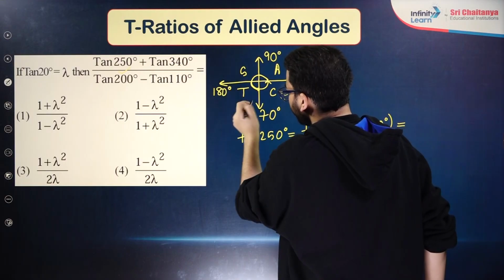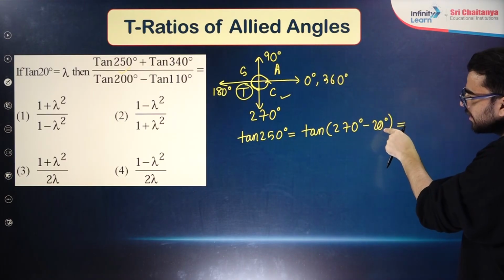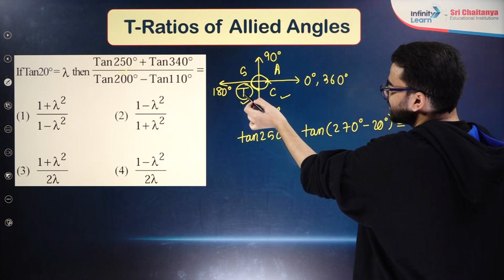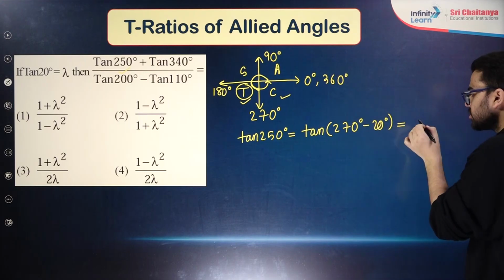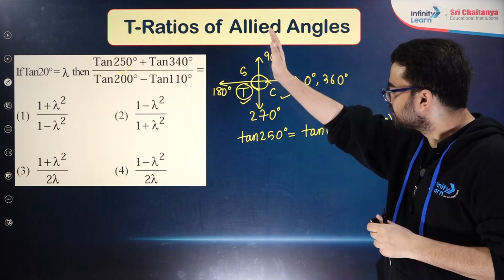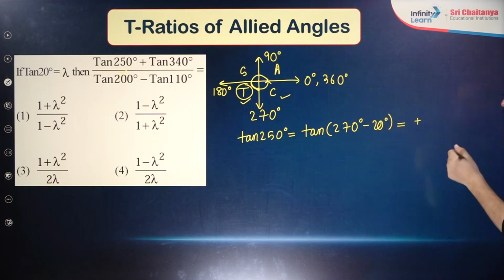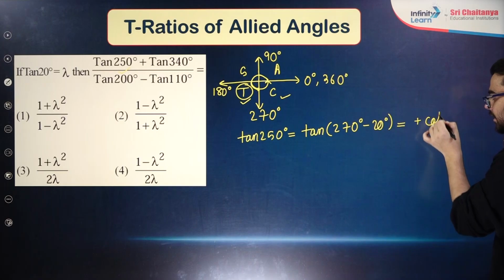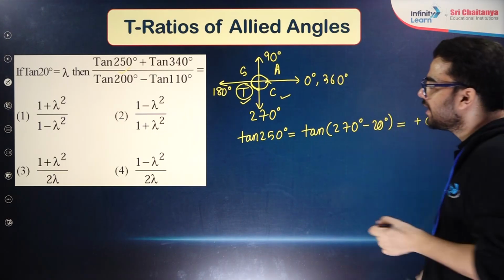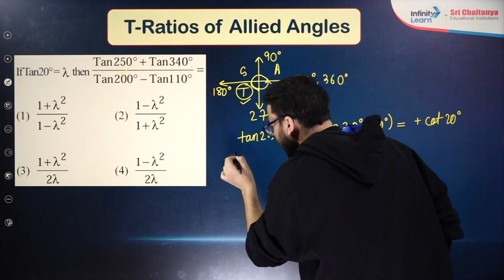From here, if you start, that is 270. Now minus 20 means you are in the third quadrant. In the third quadrant, T for tan is positive and all other trigonometric ratios will be negative. So that is positive. Now the reference is vertical. So tan will change to its co-function. So cot 20. That is plus cot 20. Correct? And then tan 340 over here. If I take tan 340, what is that?